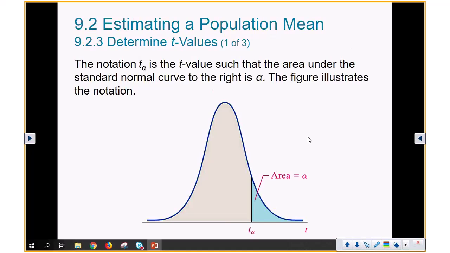Okay, write this down. The notation T sub alpha is the T value such that the area under the standard curve is to the what? To the right. What is it with the Z value? If you look it up on the table, it's to the what? To the left. You got to remember that.